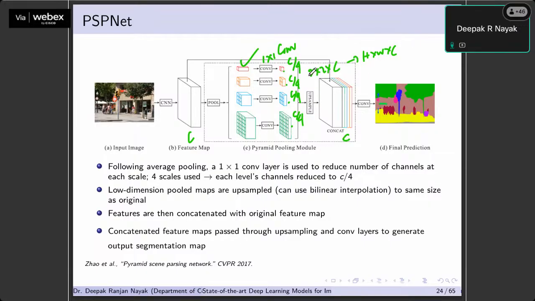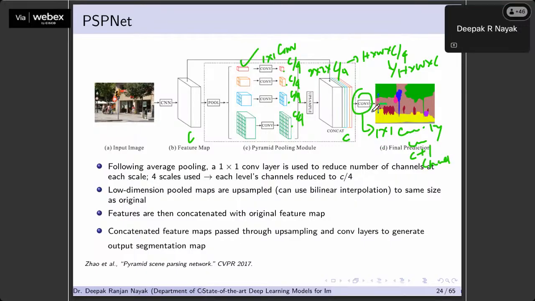Actually it should be 2 cross 2 cross C by 4 to H cross W cross C by 4. But after concatenation, what you will get is H cross W cross C. And of course, at the end, you'll have a 1 cross 1 convolutional layer with C plus 1 channels. And you know why we are using this. There will always be a 1 cross 1 convolutional layer at the end with C plus 1 number of channels. This is all about the PSP network, very, very popular.